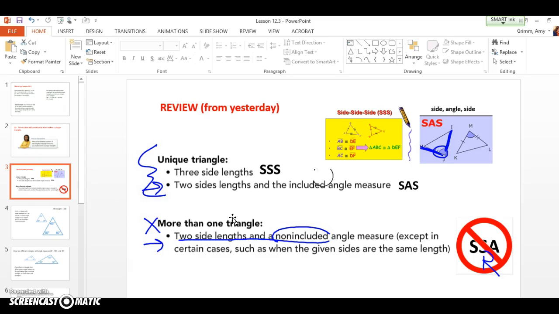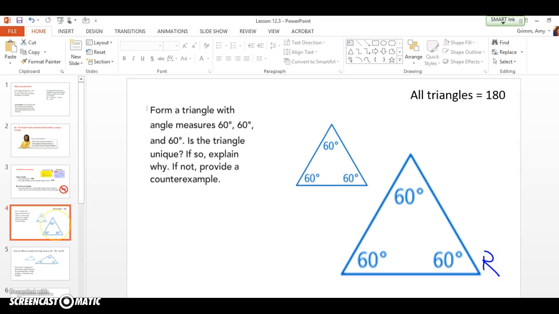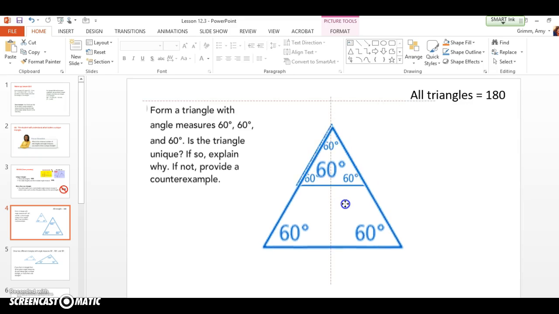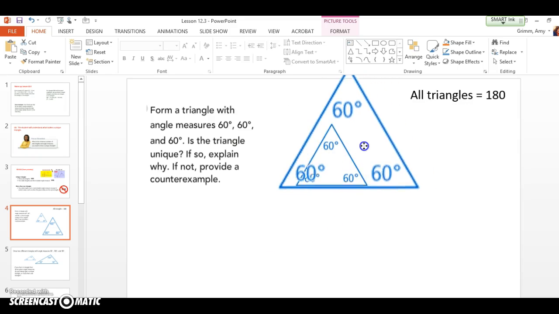All right, so today, let's look at the next slide. The next slide says, can you form unique triangles if I give you three angles? And this is a little deceiving. So let's look at, and I'm going to have to slide this in and out. Okay, so look at this triangle. Do you agree that it has the same angle measure? Yes, see there's 60, 60, 60.